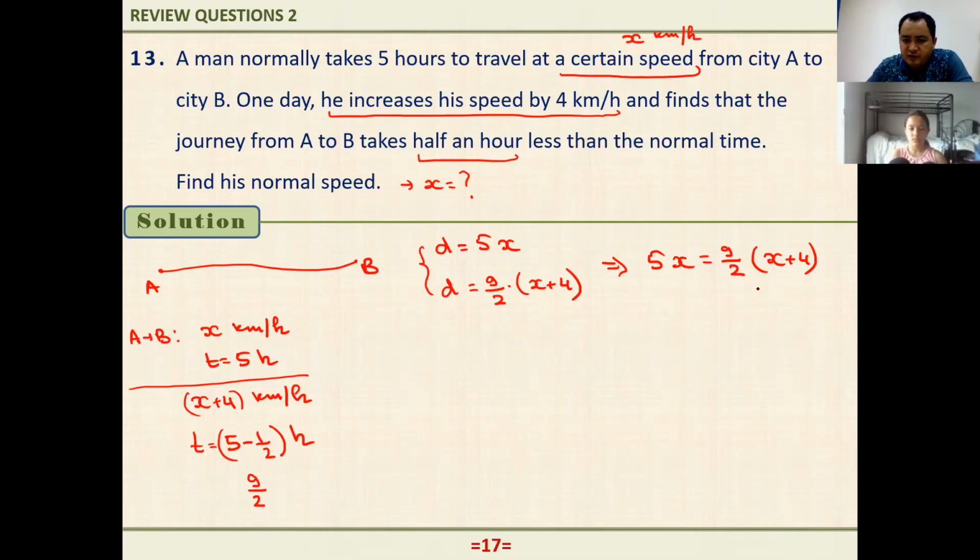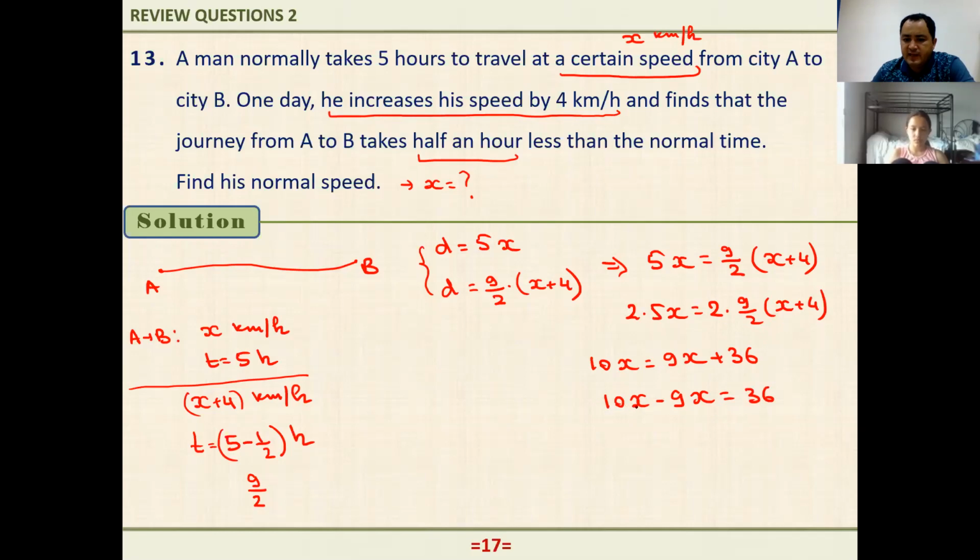Multiply both sides by 2. So here we have 2 times 5X, and here we have 2 times 9/2 times (X plus 4). So here we have 2 times 5, it is 10X. The 2s cancel out each other. 9 times X, 9X, and 9 times 4 is 36. Take this to the left-hand side: 10X minus 9X. On the right-hand side, we have 36. 10X minus 9X, what is it? X.